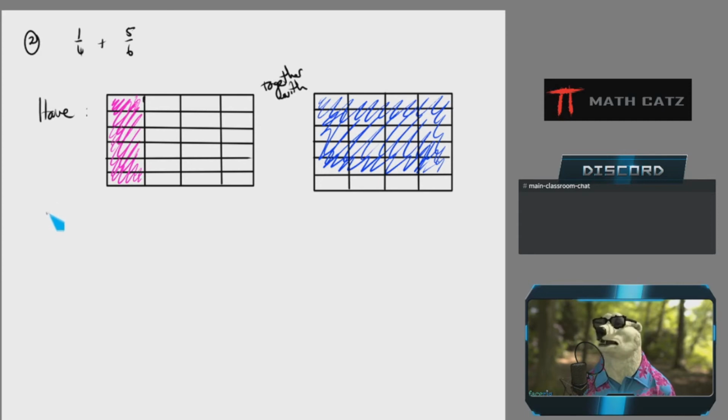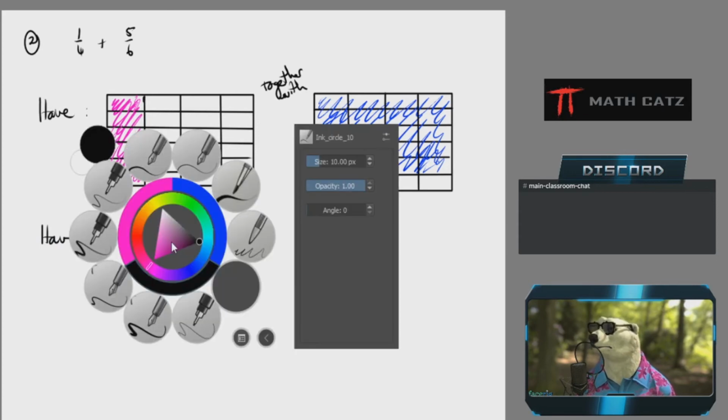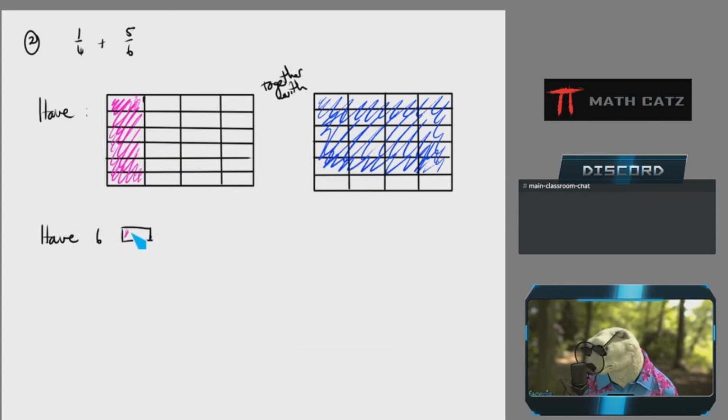Let's convert this to an integer calculation. How many do I have here? I have 6. I have 6 pink pieces. Together with a lot, I have in a row 1, 2, 3, 4. I have 1, 2, 3, 4, 5 rows.